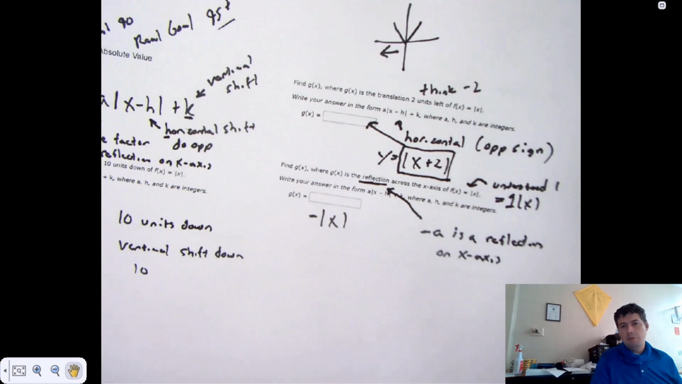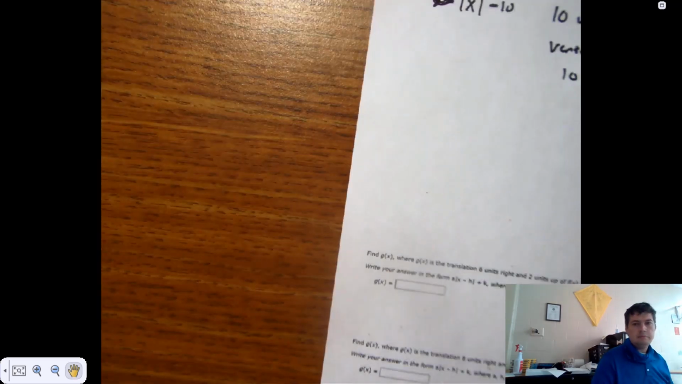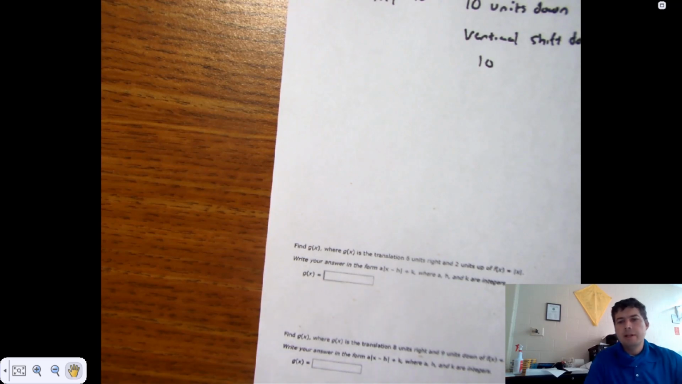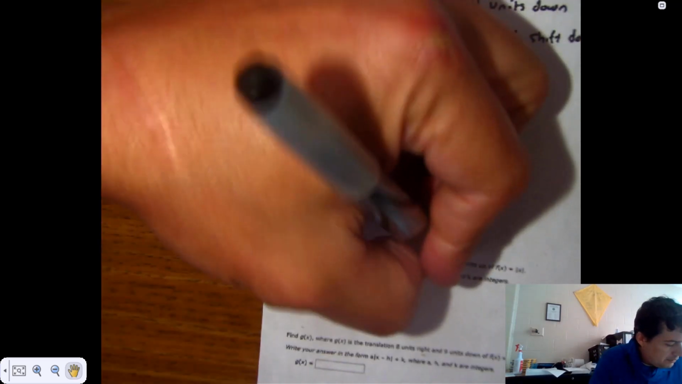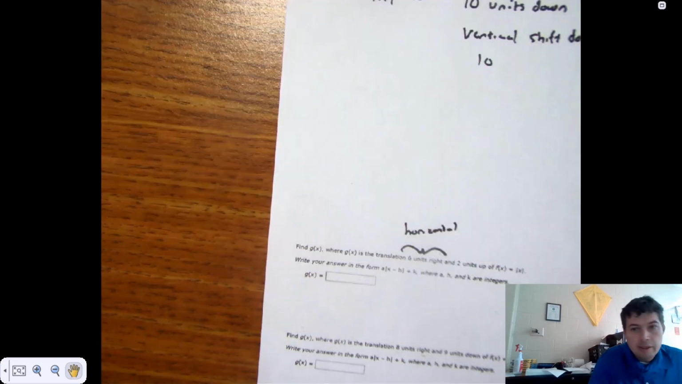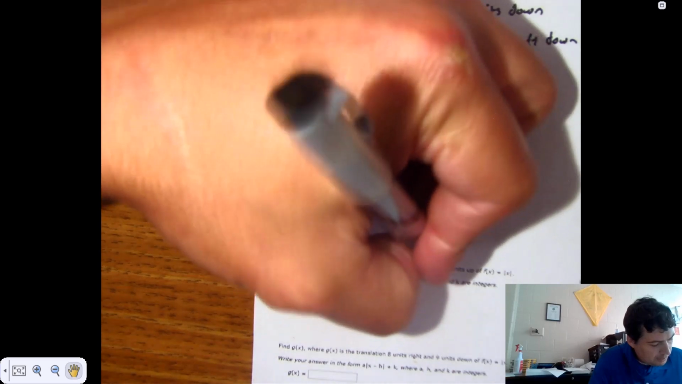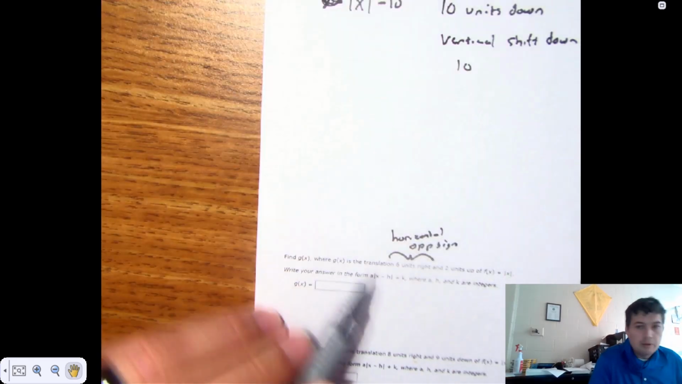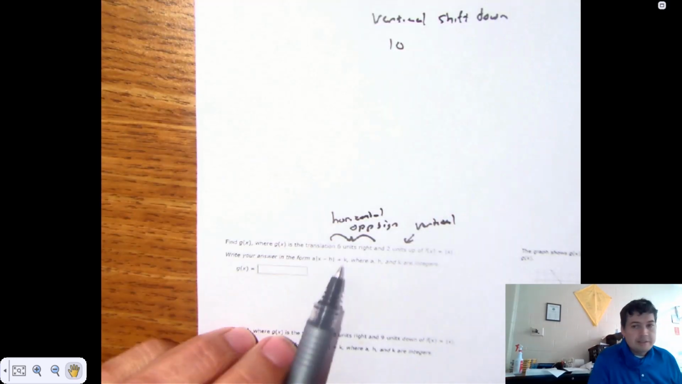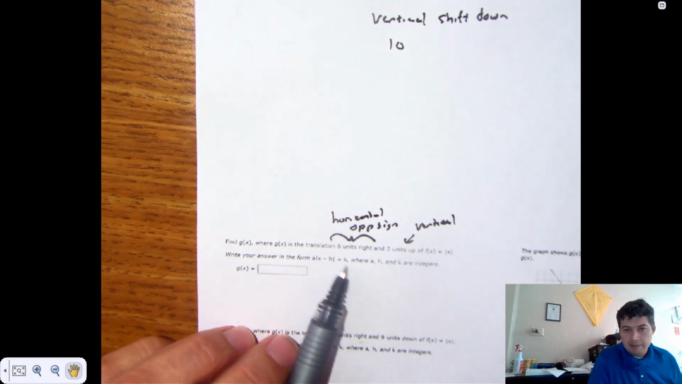So then they start throwing more transformations at you at once. This one is 6 units right and 2 units up. Okay, 6 units right would be horizontal. And again, do opposite. Opposite sign when you go into this form, okay? 2 units up, that's definitely a vertical. That's the letter K, keep sign.